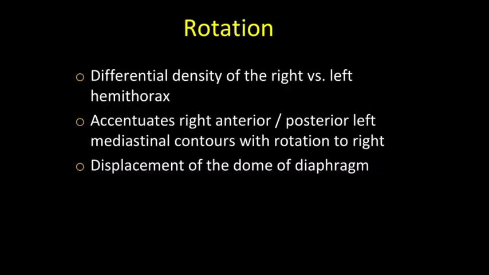This rotation can create differences in density of the patient's soft tissues, right versus left. Certain mediastinal structures can be accentuated, particularly when the patient is rotated to the right. For example, the ascending aorta can be moved towards that direction and be thrown over the right lung, and it creates an enlarged mediastinal contour. Displacement of the dome of the diaphragm can occur, also something to be aware of.